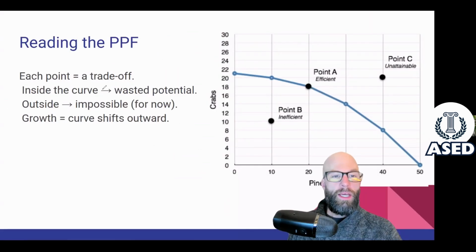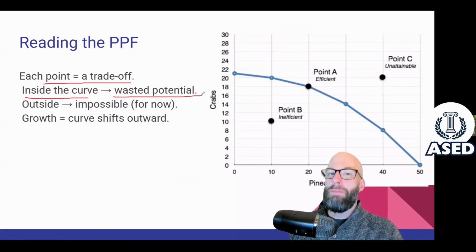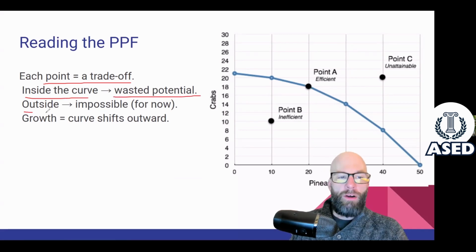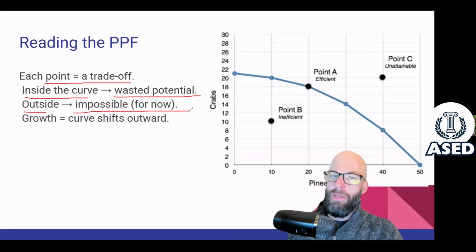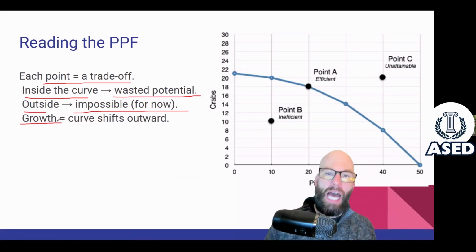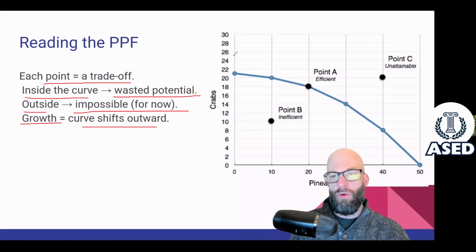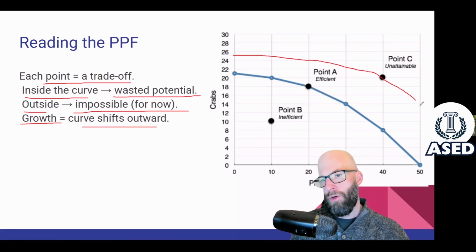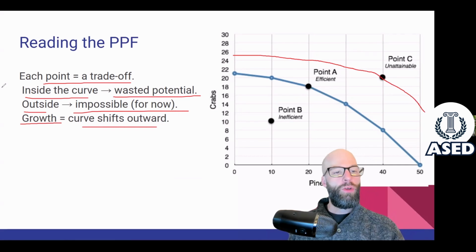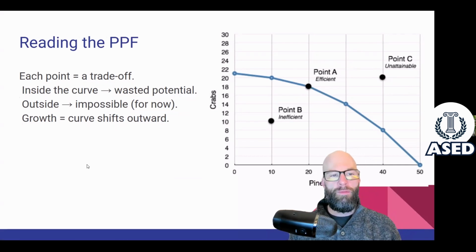So to summarize, each point is a trade-off of different resource use. Inside the curve is wasted potential for an economy, and outside is impossible for an economy to achieve unless the curve shifts, and growth in the economy, in the resources, or in the productivity technology can move the curve outward. Here we go. Let's curve it. Boom. There we go. That's a little bit better. So those are the fundamental ideas of the PPF.